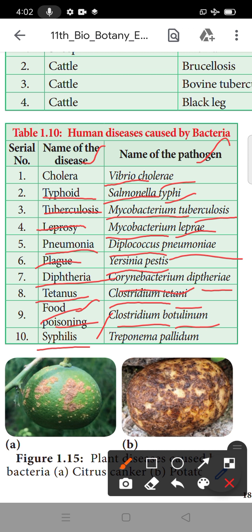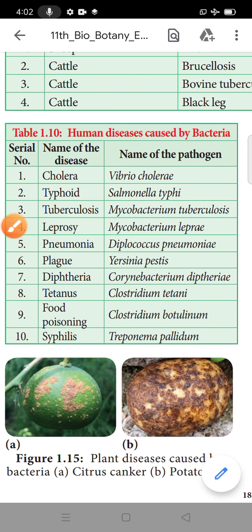What is the name of the pathogen? It is Treponema pallidum. So these are the human diseases caused by bacteria: cholera, typhoid, tuberculosis, leprosy, pneumonia, plague, diphtheria, tetanus, food poisoning and syphilis, and the names of the pathogens also.